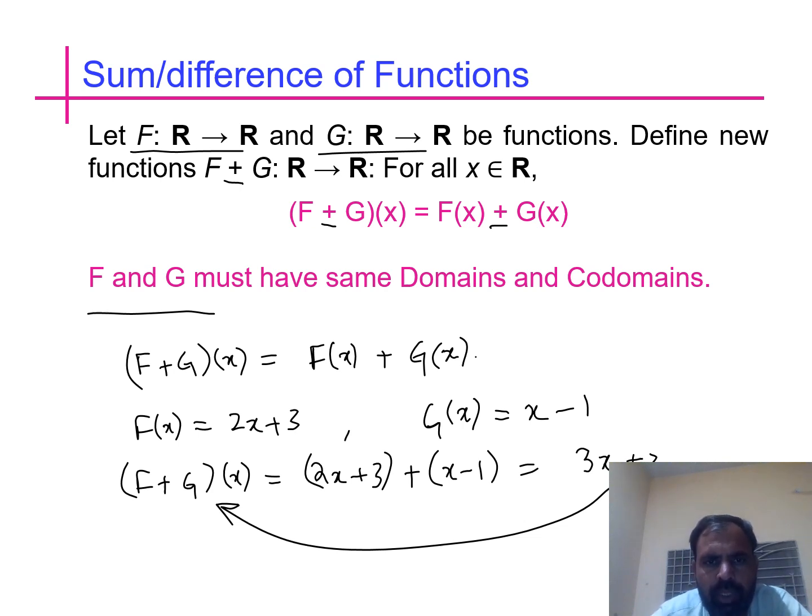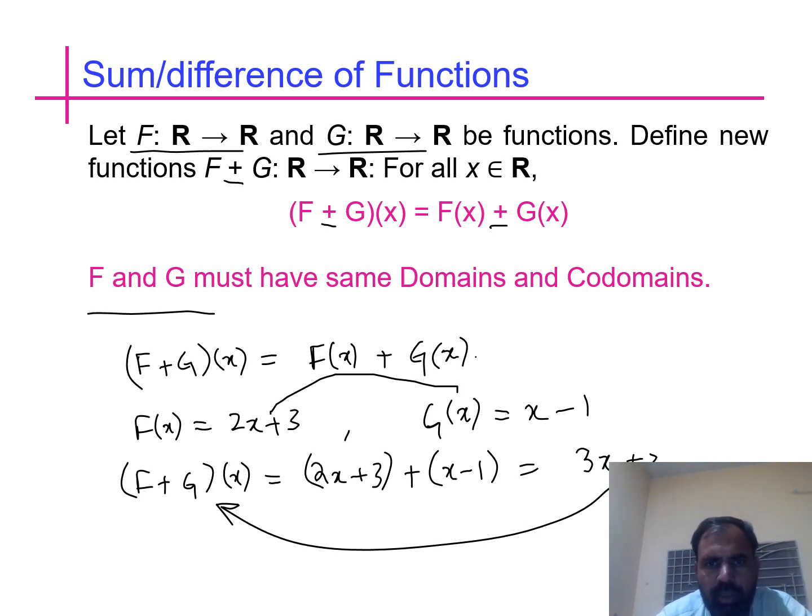If f plus g of x is equal to f of x plus g of x, and f of x is 2x plus 3 and g of x is x minus 1, then f plus g of x is equal to 2x plus 3 plus x minus 1. So this will become 3x plus 2. This is the sum of these two functions f and g.